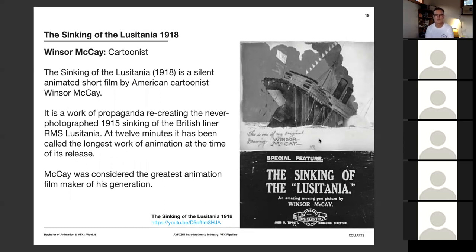And again, it's another film that I was really familiar with in terms of its historical importance. For those of you who remember your history, there was a single act that brought America into the First World War and therefore ended the First World War, was the sinking of a British ship called the Lusitania. And why it was so important is because this ship was traveling between New York and Liverpool in the UK.